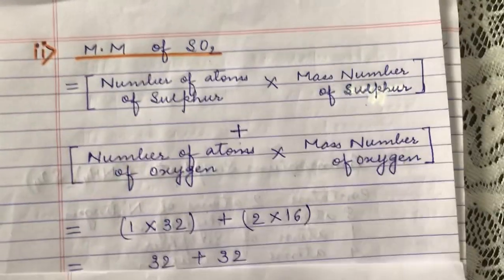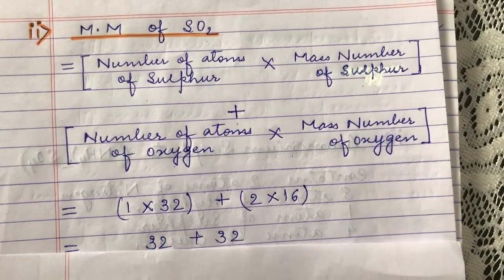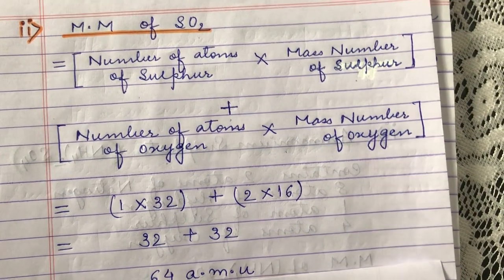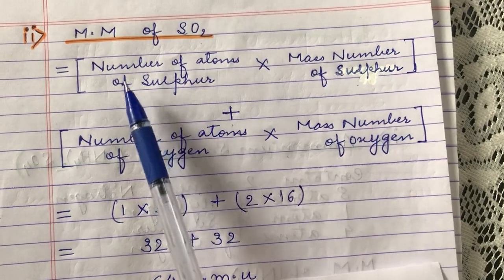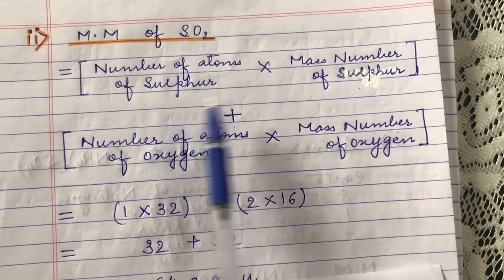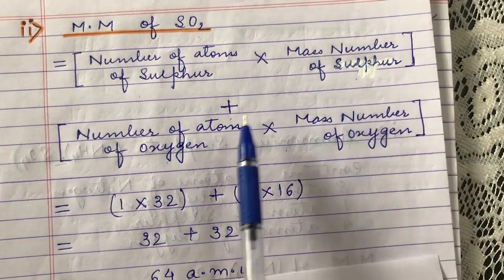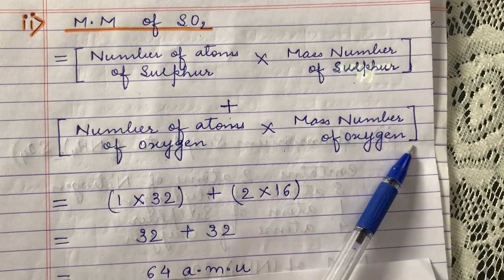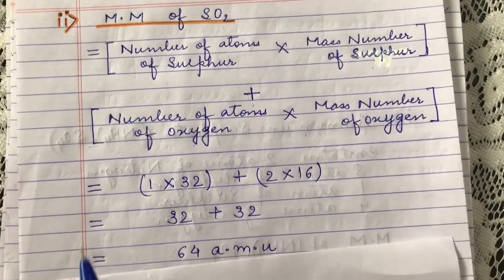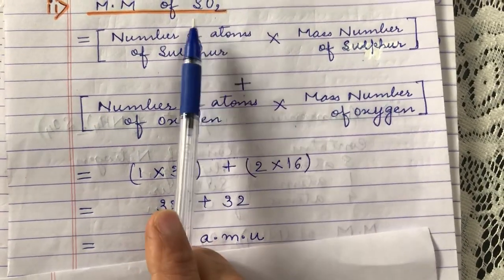Now let us try to calculate the molecular mass of sulfur dioxide, SO2. SO2 is also known as sulfur dioxide. So here again, since we have 2 different atoms, we will multiply the number of atoms of sulfur by the mass number of sulfur, plus the number of atoms of oxygen multiplied by the mass number of oxygen, and then we add the 2. So to calculate, the number of atoms of sulfur is 1.